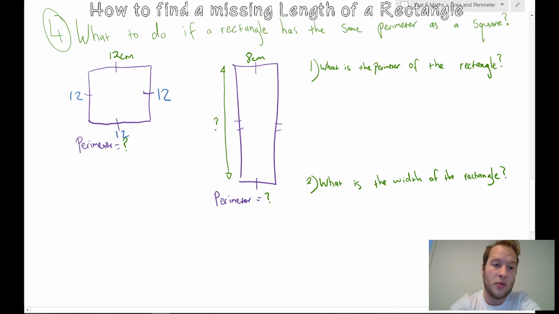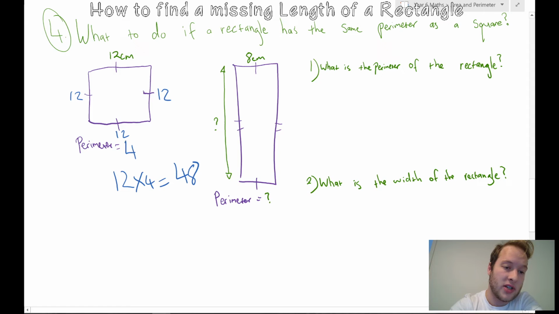I could either go 12 plus 12 plus 12 plus 12, which is perimeter when you add them all up, or because they're all identical, I could just do 12 times 4, because that's what times is. It's just adding multiple times. So I'll do that, and the answer is 48. So I know the perimeter is now 48. So I know the rectangle is now, perimeter is 48.